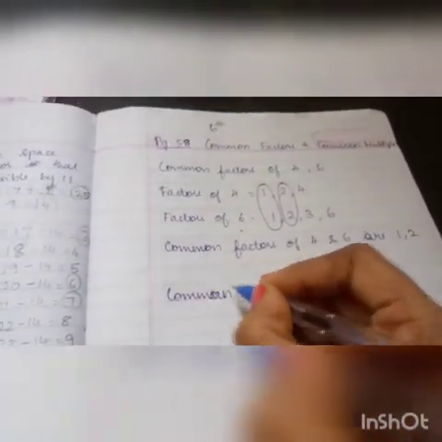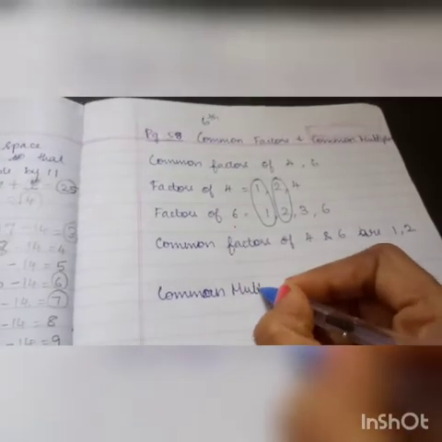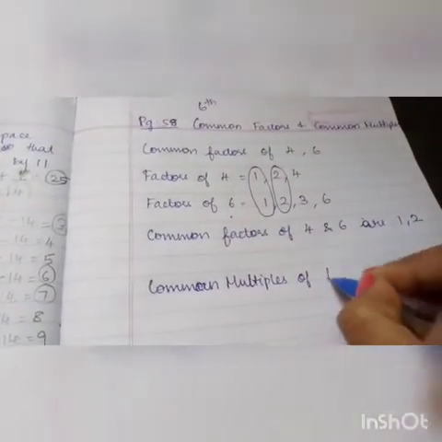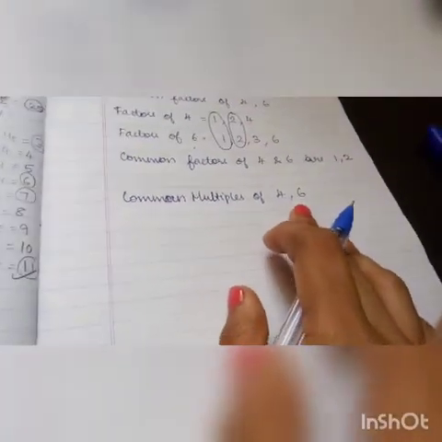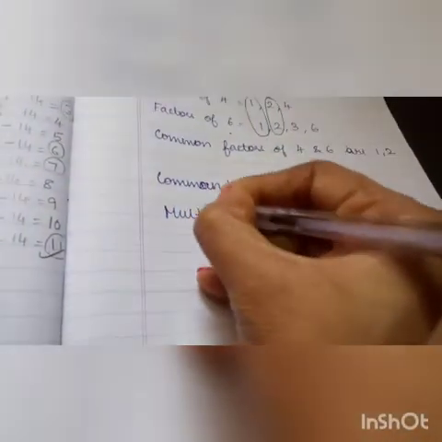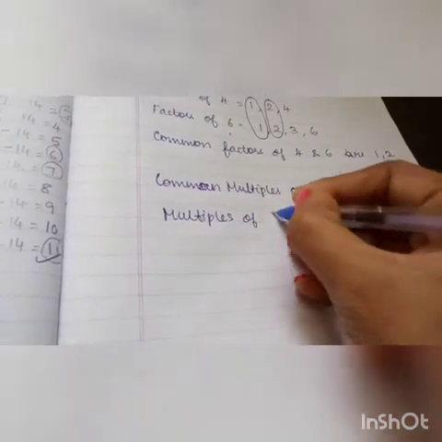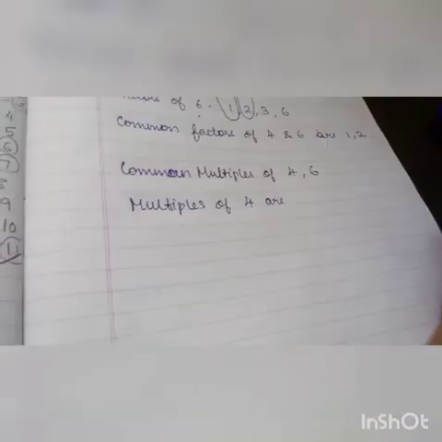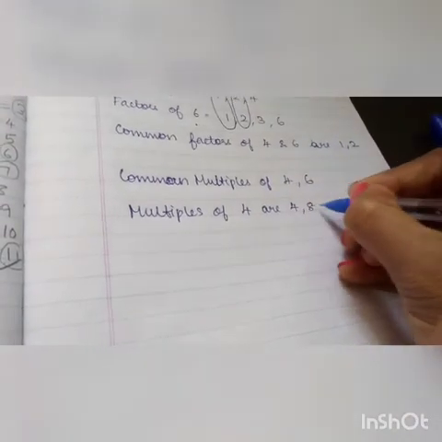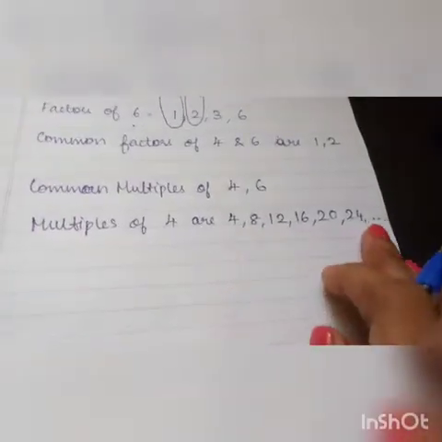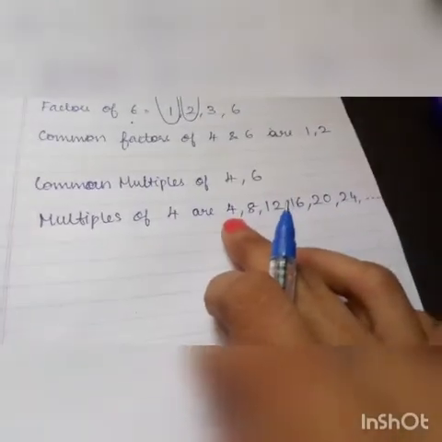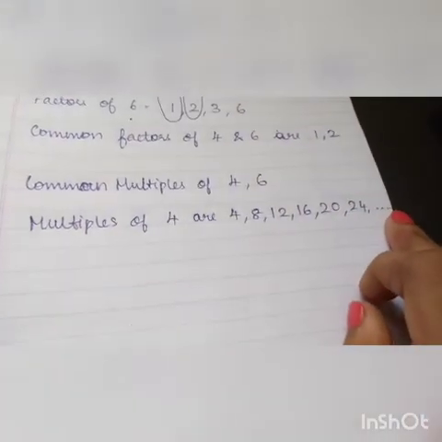Common multiples of 4 and 6. Now we are going to find the common multiples of 4 and 6. Multiples means what? Answers, right? So before finding the common multiples, you are going to find the multiples of 4. Multiples of 4 are 4, 8, 12, 16, 20, 24, etc., because multiples are infinite. It has a starting point and has no end point.